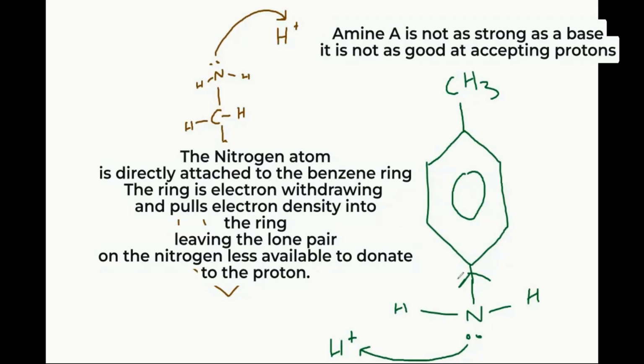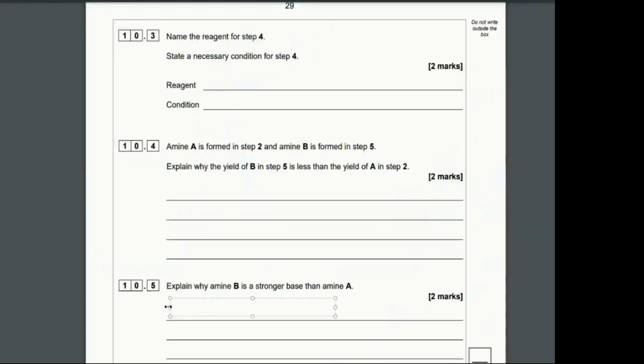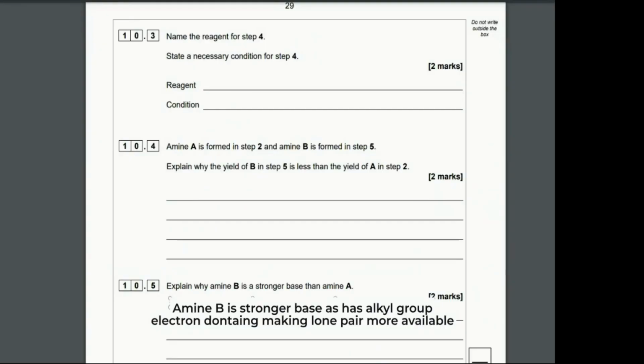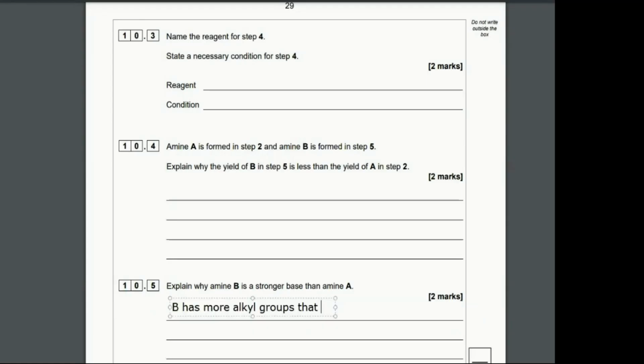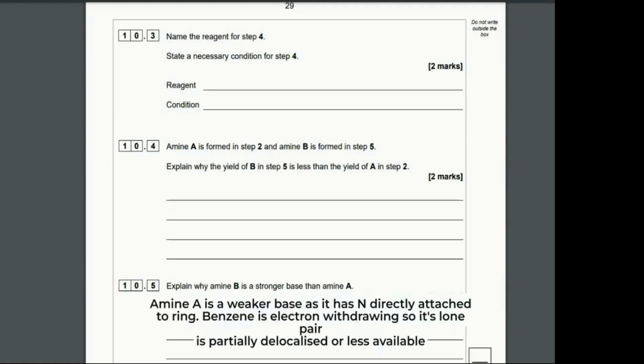Okay, so we say the lone pair is being partially delocalized. Now you can answer this with: amine B is a stronger base, this has an alkyl group, electron donating, makes the lone pair more available, and that will get you 2 marks. Or we can argue it: amine A is a weaker base, has less alkyl groups, or we can say the nitrogen is directly attached to the ring. Benzene is electron withdrawing, so the lone pair is partially delocalized or less available on amine A. And there we go. That'll get you 2 marks too.